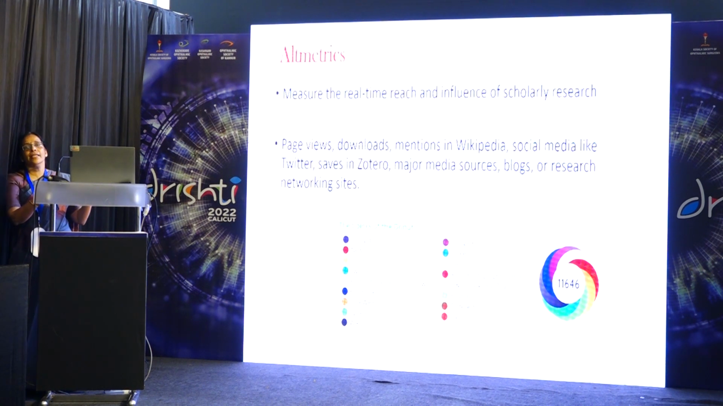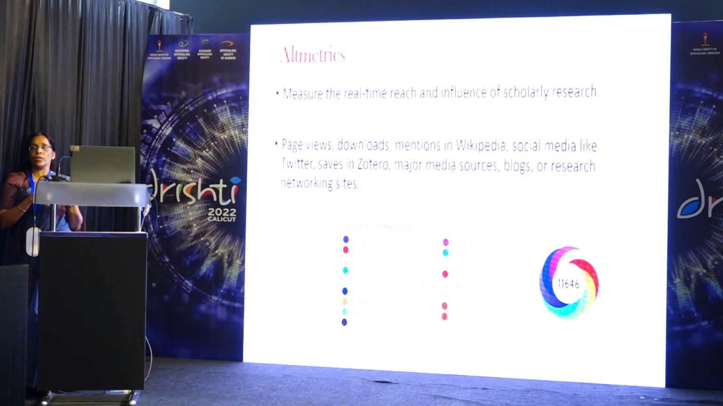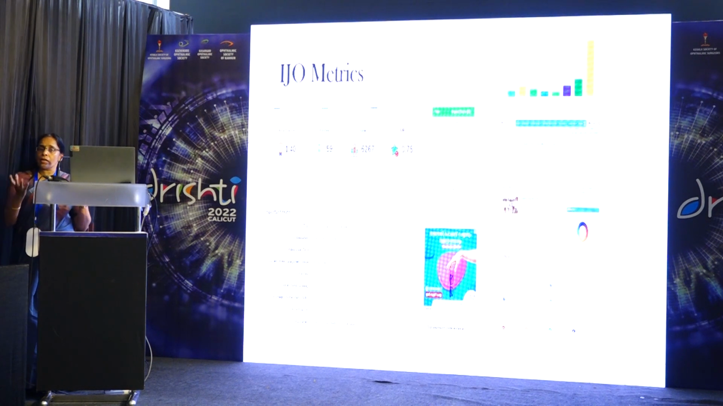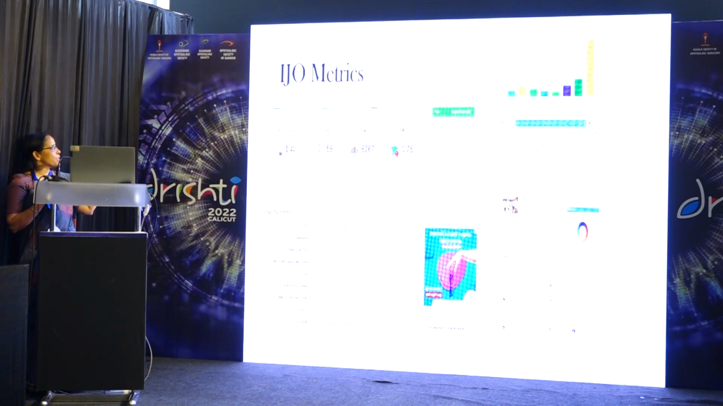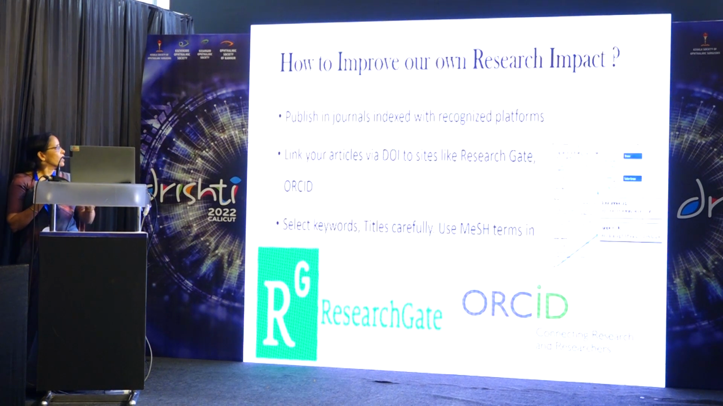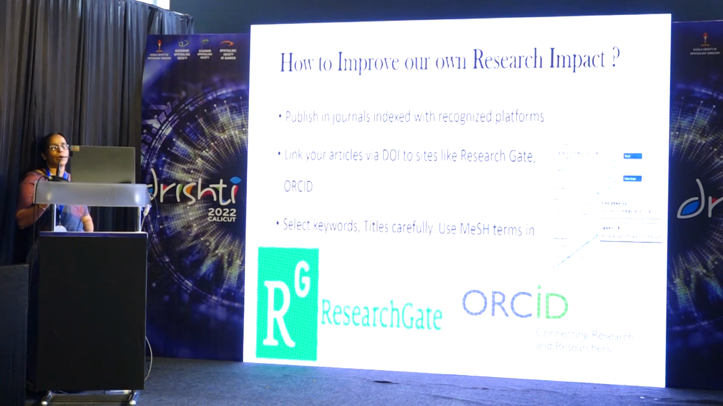Altmetrics are not just citations. They are all these colors. If you've seen the donut, the colors of the donut will tell you how much it has been downloaded, how much it has been shared on Facebook, in blogs, and how much it is researched through Google. All these will come in this. So altmetrics tells you the general impact of the article. If you see the IGEO metrics, IGEO gives the impact factor as well as the altmetrics in that area. So how to improve your research factor, that is the important thing.